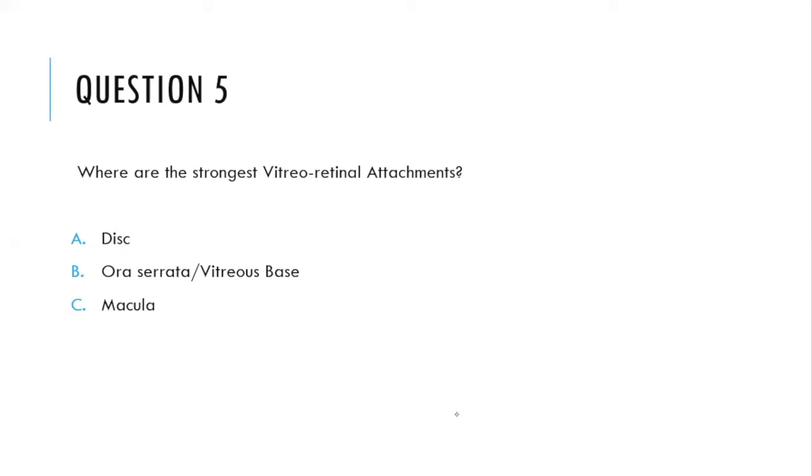So you're right, it's the ora serrata. The vitreous base definitely has the firmest vitreoretinal adhesion. There are still stronger adhesions after that at the disc, and the macular disc is thought to be stronger than the macula itself, and mid-peripherally weaker after that still. But it's your peripheral retina that has the strongest attachment, particularly near the ora.